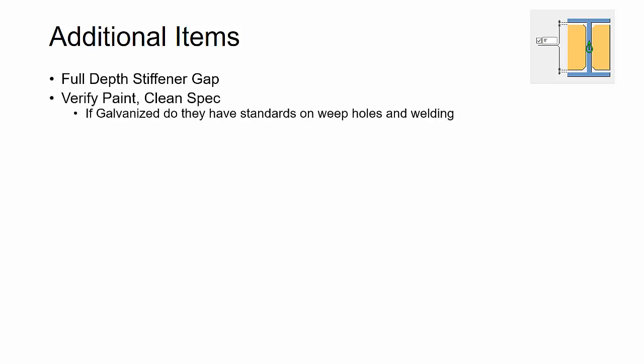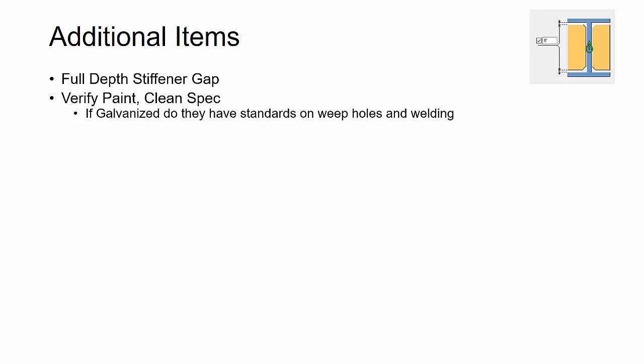All right, so what are some additional items that I also ask the fabricator? One thing is that if you see a lot of full depth stiffeners on the project, I ask, based on beam tolerances, or if they have fitting equipment and machines that actually need clearances, if they want a 0 gap or if they want a 16th or even larger gap. In many cases, I'll hear 16th top and bottom. Then I ask about verifying the paint and clean spec.